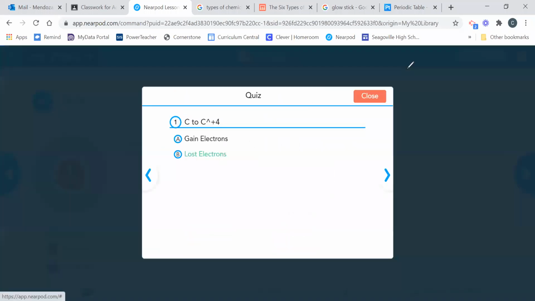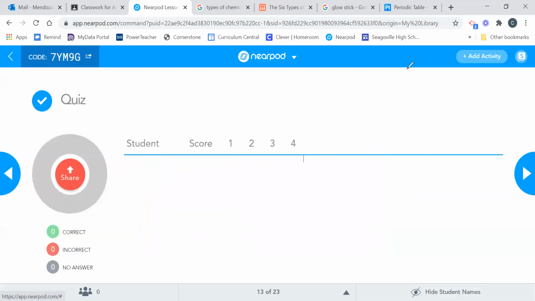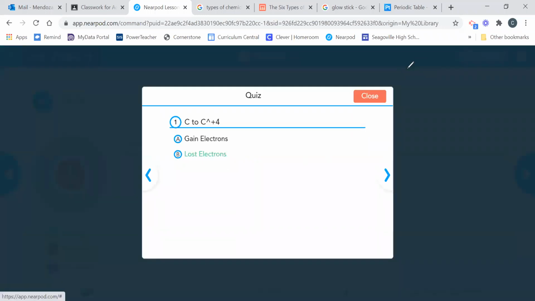And then I asked you guys a couple questions on the Nearpod. So from C to C+4, and it doesn't let me write the numbers on top, so I wrote this little arrow to show that it's up. So C to +4, are we gaining or losing electrons? If we're becoming more positive, which positive equals the protons and negative equals electrons, am I gaining or losing electrons? And the answer should have been losing electrons.